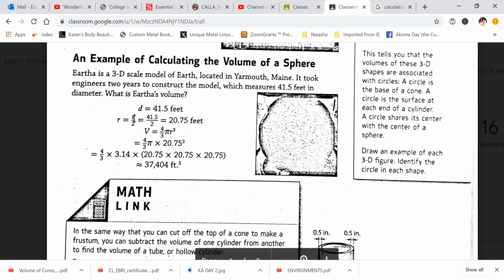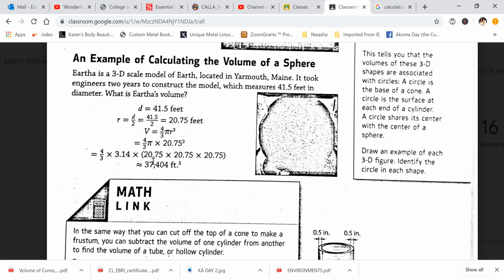So they're saying it measures 41.5 feet in diameter. You're going to cut the diameter in half first to get the radius. So that turns into a radius of 20.75, and that's what you're going to put into the formula. This textbook is breaking it down into more steps, which is why we're using this one. After you have 4/3 pi times 20.75 cubed, they're putting that cubed into parentheses. Even if you just want to type it into the calculator and not use the cube button, it becomes 20.75 times 20.75 times 20.75.